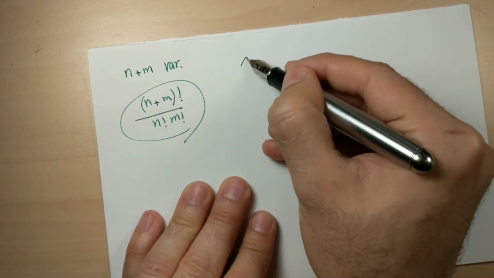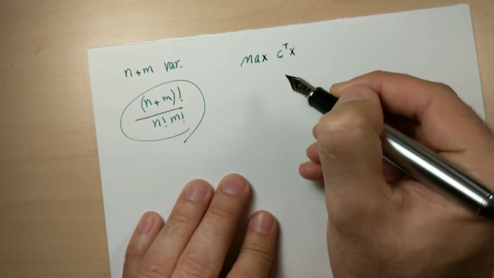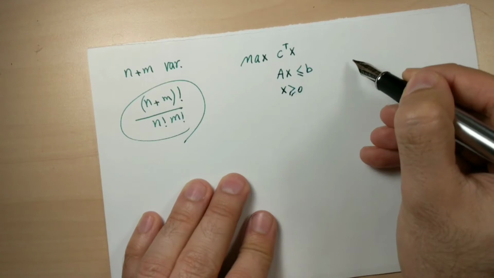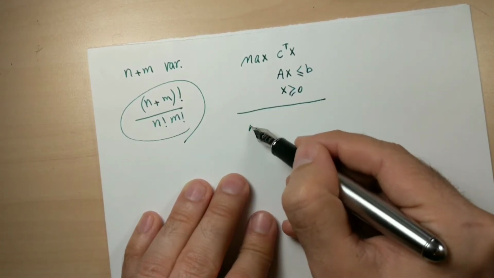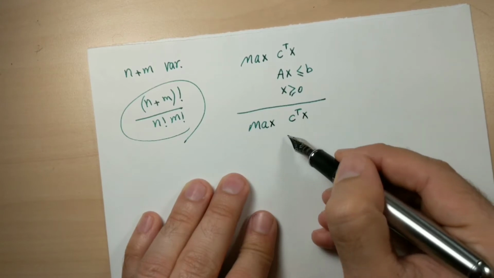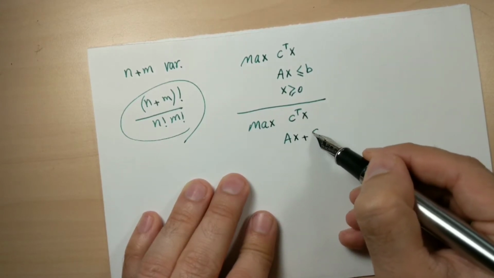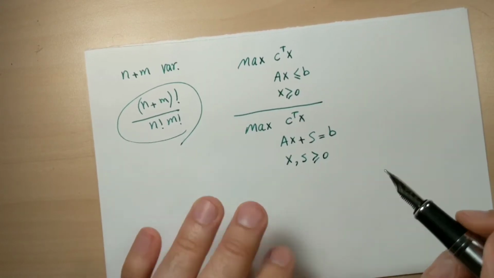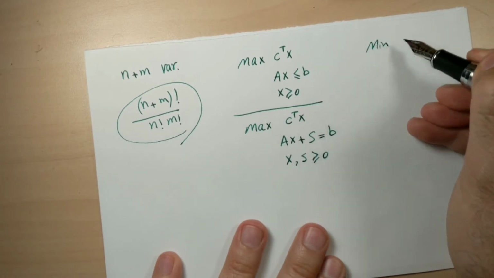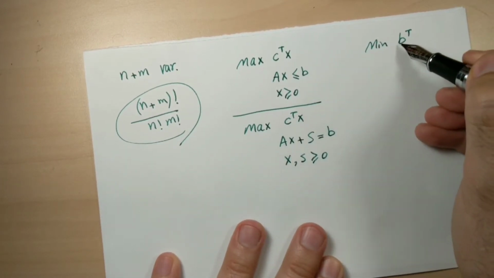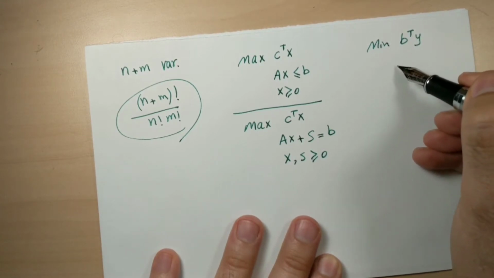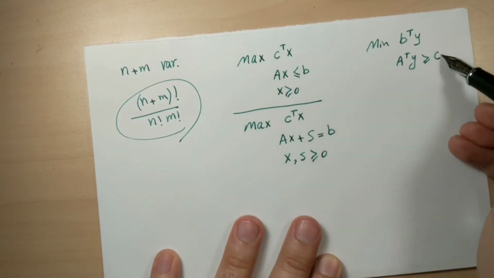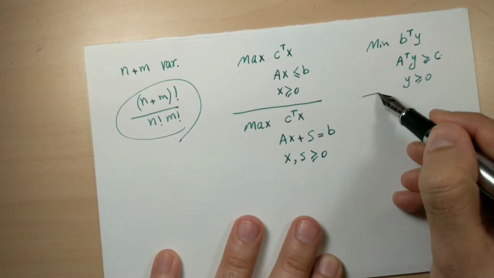The primal is maximization of C transpose X, subject to AX less than or equal to B, X greater than or equal to 0. I can write this in an augmented form: C transpose X, AX plus S slack variables equals B, X and S greater than or equal to 0. The dual of this is minimization of the right-hand side values, B transpose Y, subject to A transpose Y greater than or equal to C, Y greater than or equal to 0.